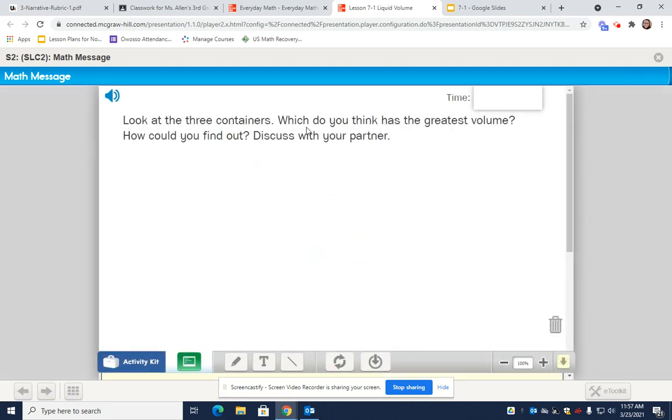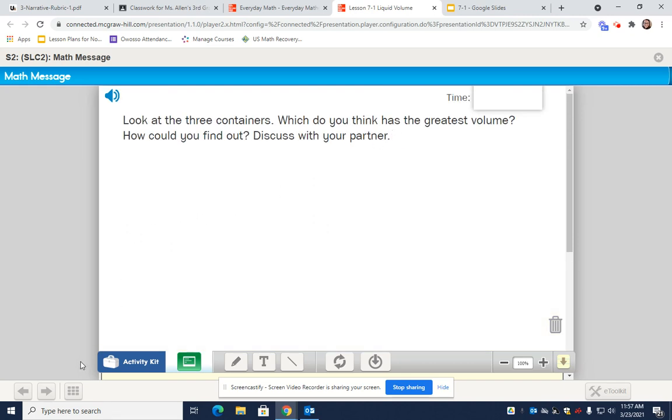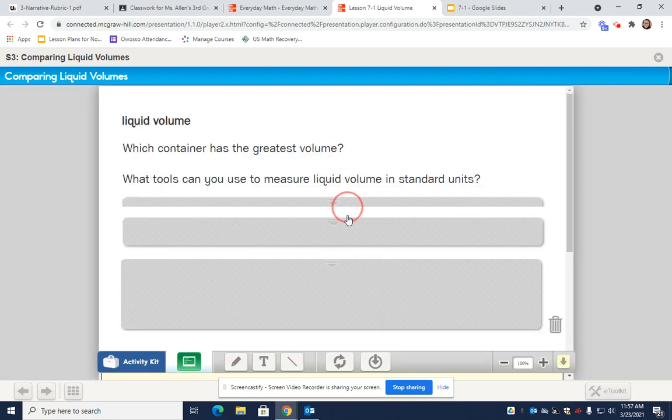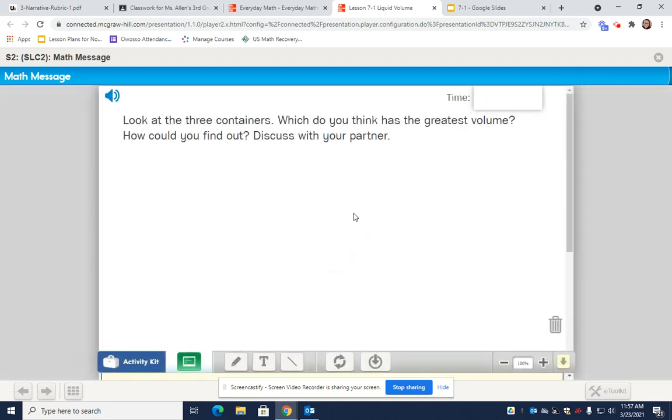Look at the three containers. Which do you think has the greatest volume? How could you find out? They don't give us the volume. That is the weirdest thing ever.